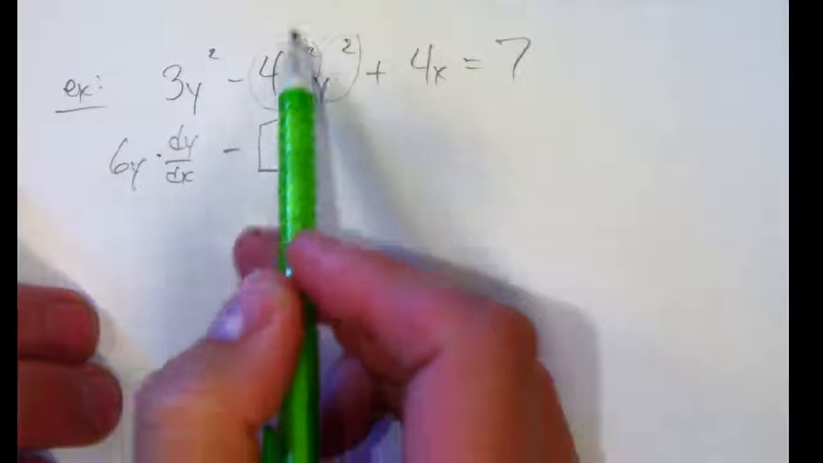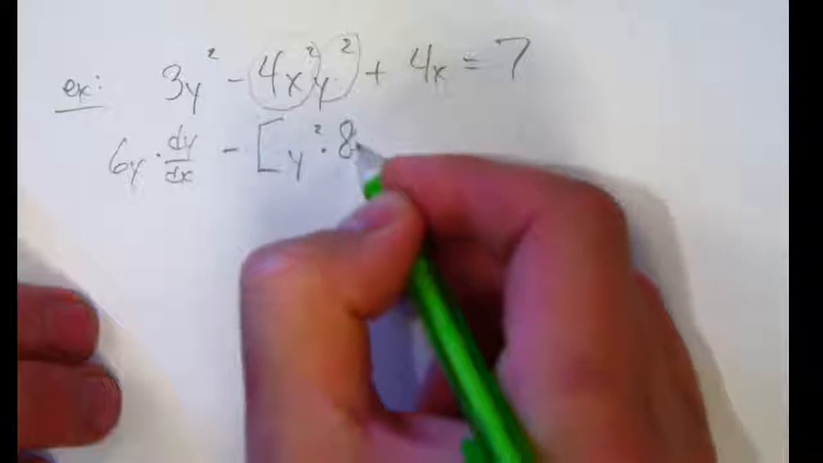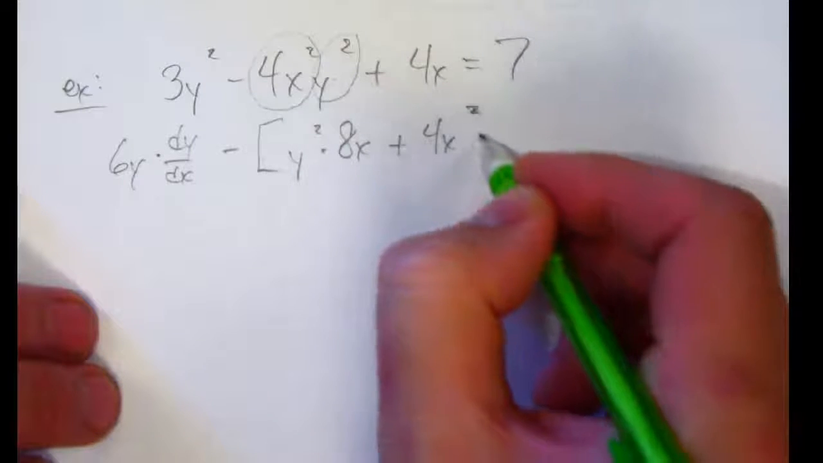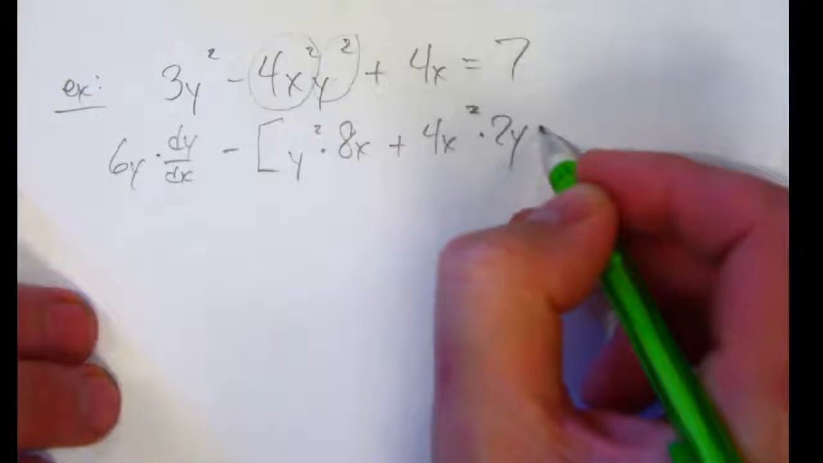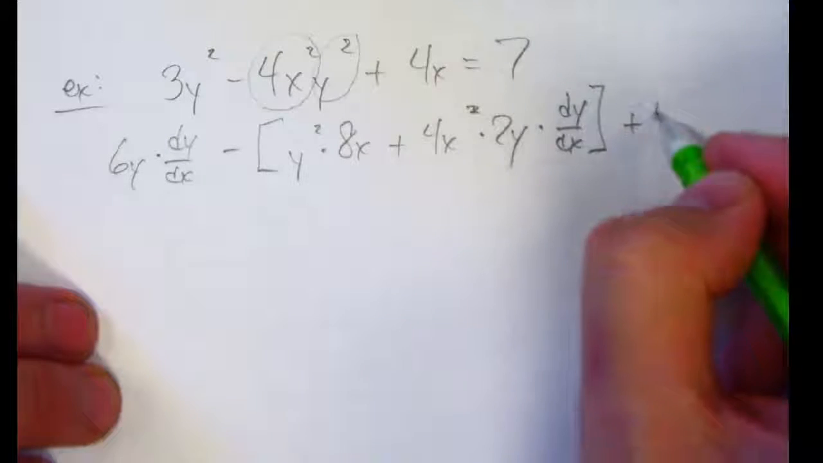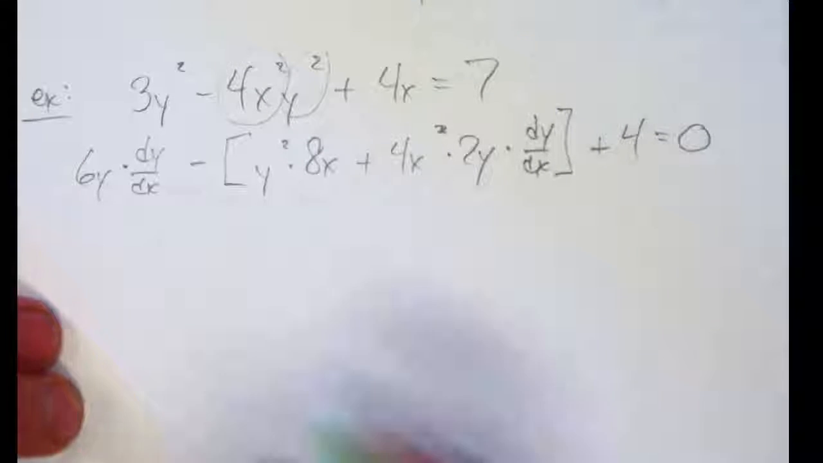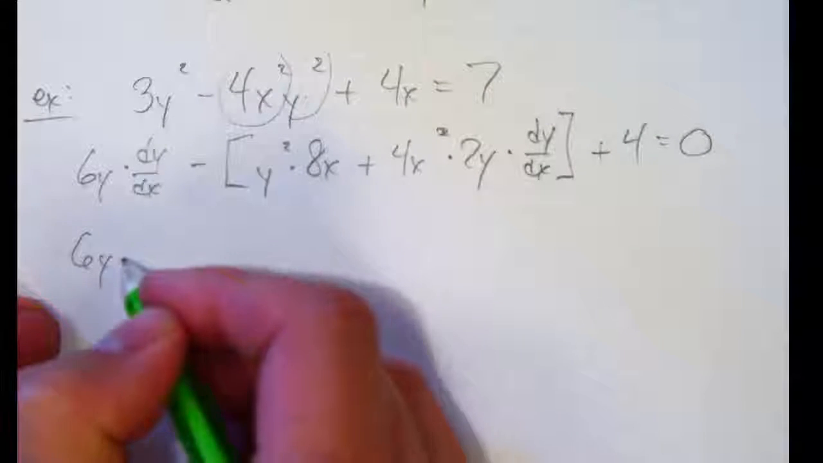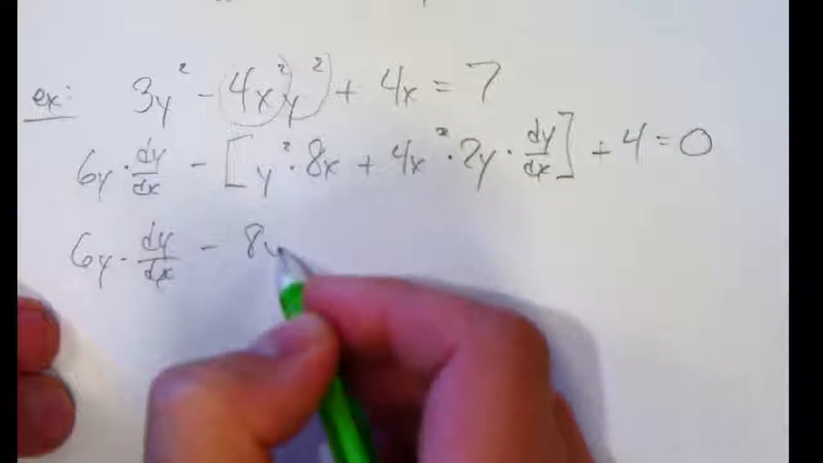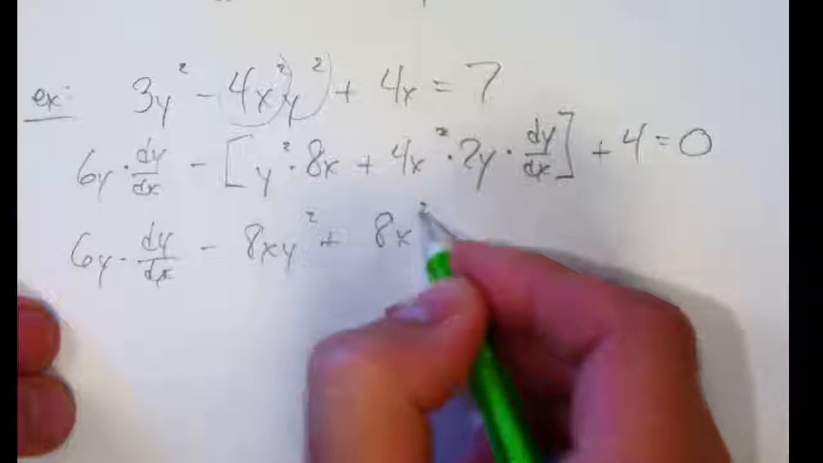This is product rule because I got one variable times another one. So it's the second thing times the derivative of the first thing plus the first thing times the derivative of the second thing, but I took the derivative of y, so times dy/dx. Plus the derivative of 4x is 4, and the derivative of 7 is 0. Now I'm going to distribute that negative sign. And I know some of you can do this in the same step, but it's easier for me to show it if I go through.